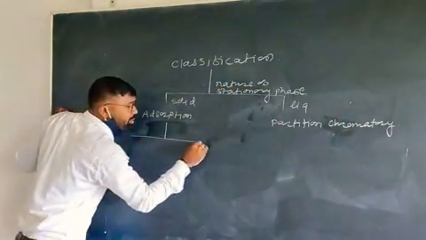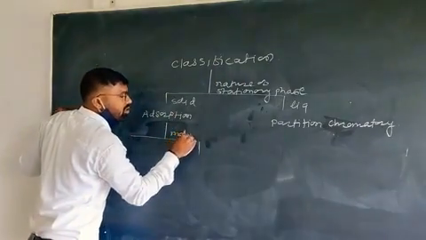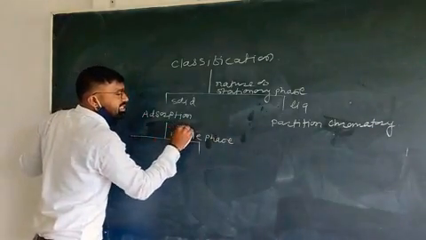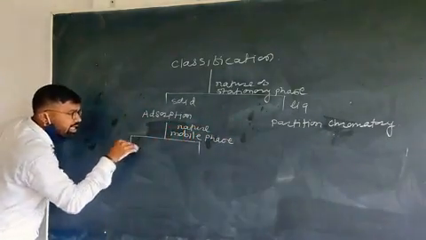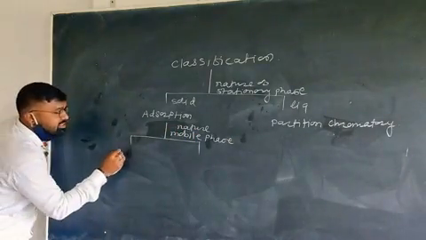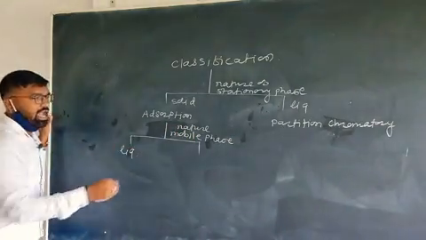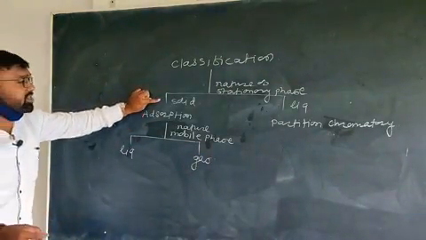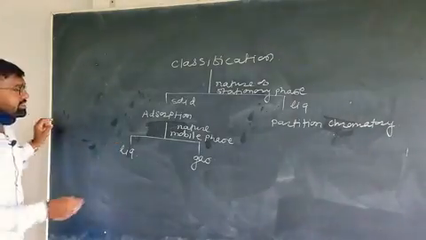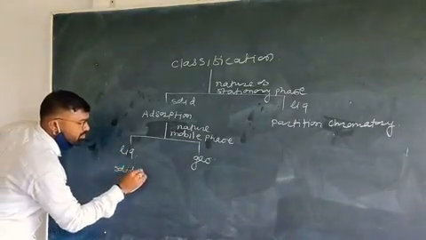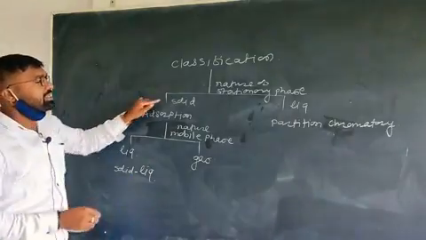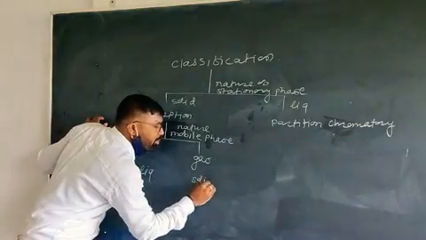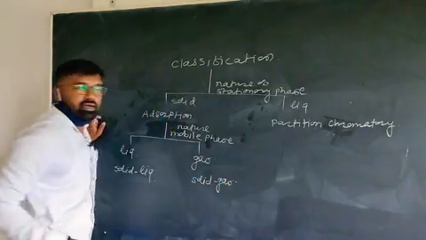Again, if I think about the mobile phase, that is, the nature of the mobile phase: it may be liquid or gaseous in nature. Now if the stationary phase is solid and the mobile phase is liquid, that is solid-liquid type chromatography. If the stationary phase is solid and the mobile phase is gas, then it is solid-gas type of chromatography.